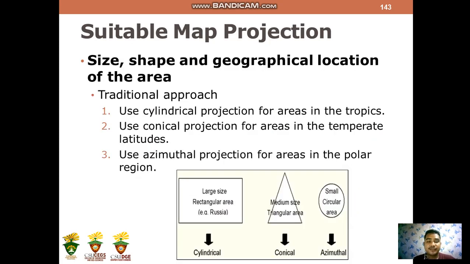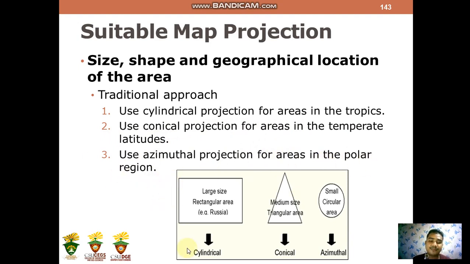So for suitable map projection in size, shape, and geographical location of the area, traditional approach, mao ni siya ang pamaagi. Use a cylindrical projection for areas in the tropic countries, such as Philippines. Cylindrical, sa Philippines, cylindrical atong ginagamit na projection. Then use conical projection for areas in temperate latitude or sa kanang upper or lower na nga latitudes. And use azimuthal projection for areas in polar.